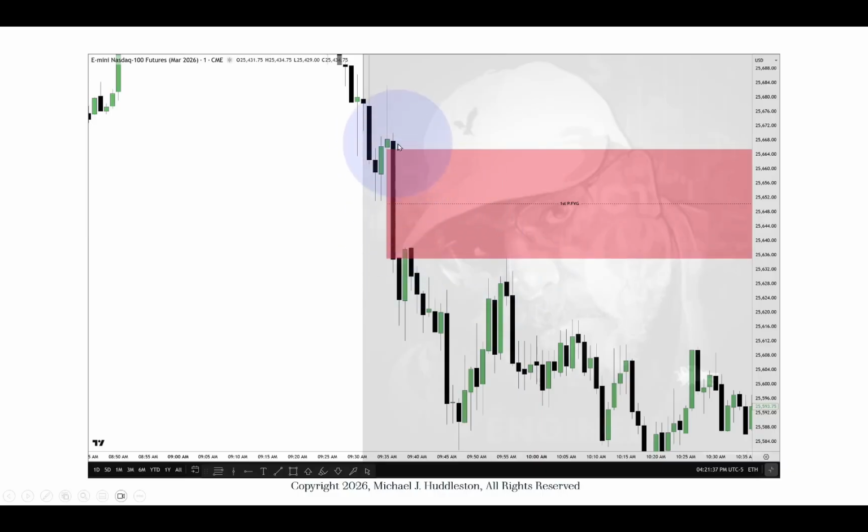Sell side imbalance, buy side inefficiency. The market creates the fair value gap when this candle closes. It trades up into it here, and we're anticipating price reaching lower. The market drops down, comes right back up, trades to the low of the fair value gap. That's the first presented fair value gap.